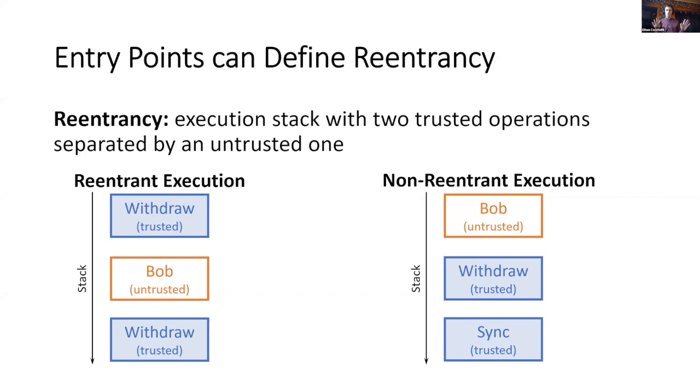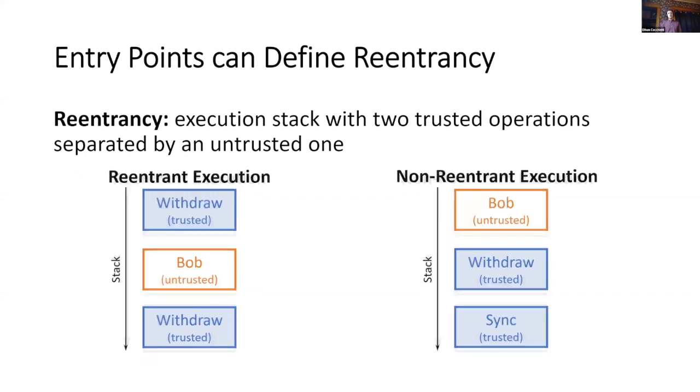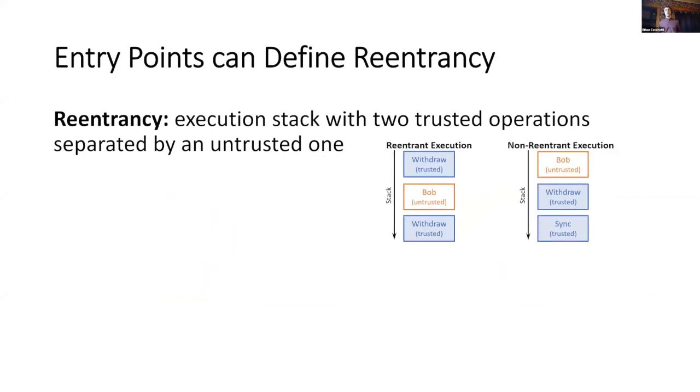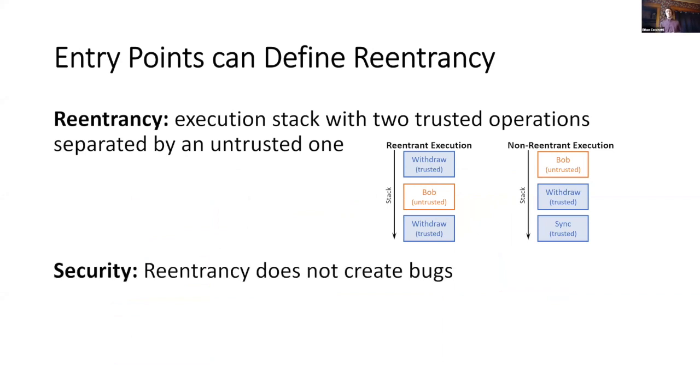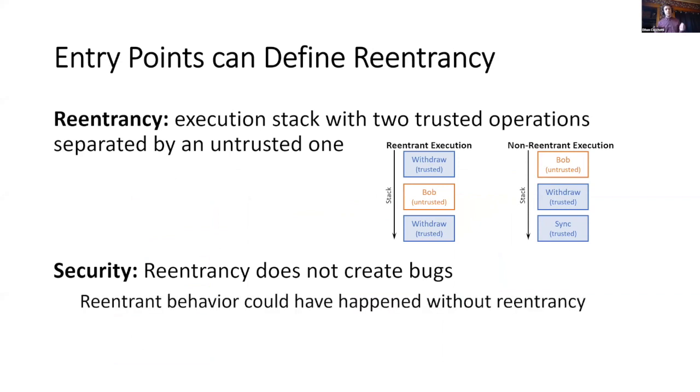This definition doesn't actually tell us what security is. It's just defining reentrancy. But we can use reentrancy to define the security condition we actually want. That security condition is that reentrancy doesn't create bugs. We want to make sure that any behavior that we can exhibit through potentially reentrant executions is behavior that we could have exhibited anyway, right? And if we look at the broken, buggy, multi-contract bank, this is violated, right?